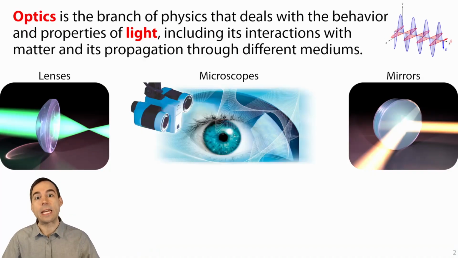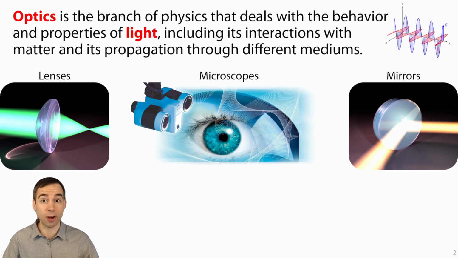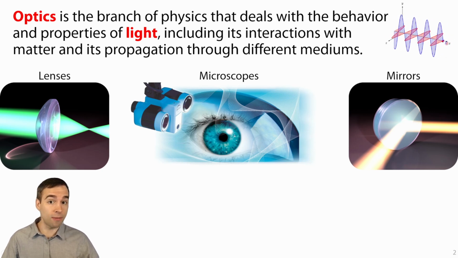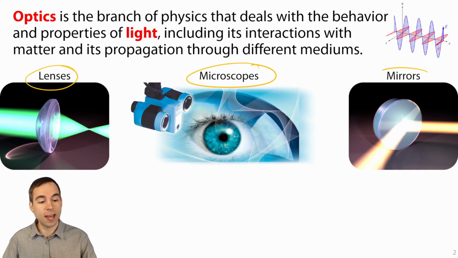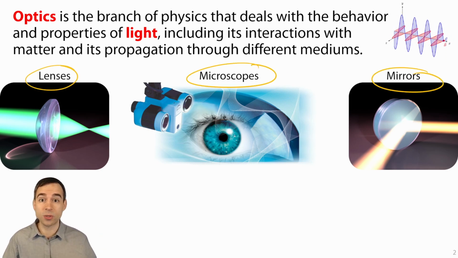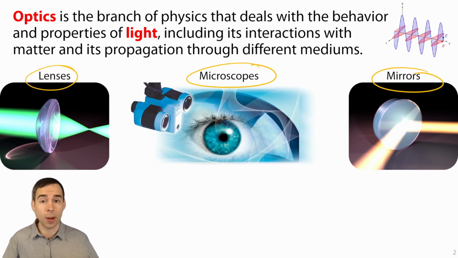Optics is the study of light, specifically its interactions with matter and how it propagates through various media. This will cover various applications like lenses, microscopes, and mirrors, but before we get to those, we really need to understand how light actually interacts with matter. So we'll need to remember everything that we've already learned about light waves so far.